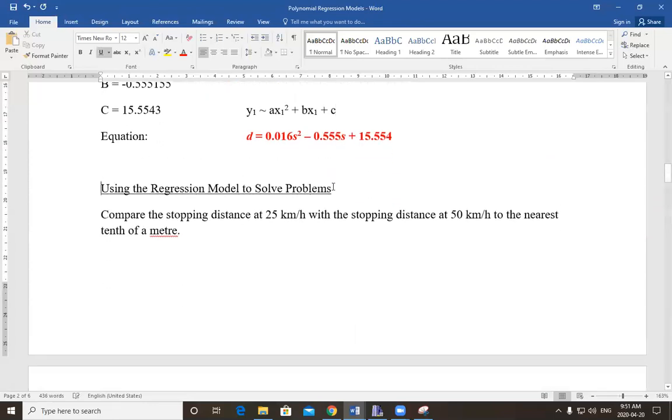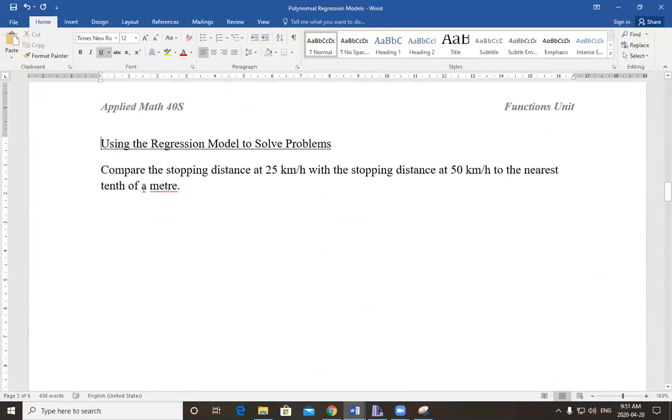Now we're going to use the model to solve problems. Okay, so we're going to compare the stopping distance at 25 kilometers per hour with the stopping distance at 50 kilometers per hour to the nearest tenth. So that means we're going to find the stopping distance at 50 kilometers per hour and the stopping distance at 25 kilometers per hour, and subtract the two values.